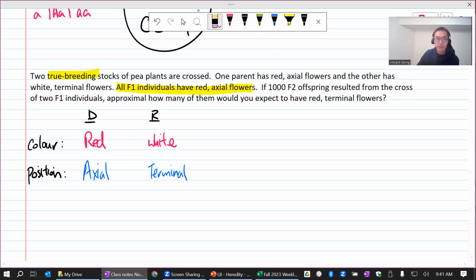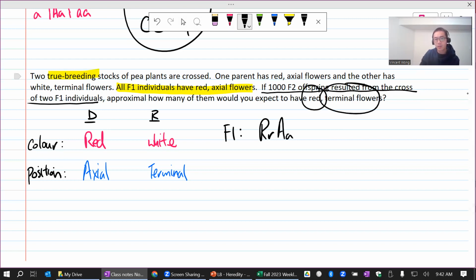All right. So now here it says all of them would have to be big R, big A, small a, basically, right? That's F1. If 1,000 F2 offspring result from a cross of 2 F1 individuals, how many of them are going to be red and terminal? Okay, red and terminal.